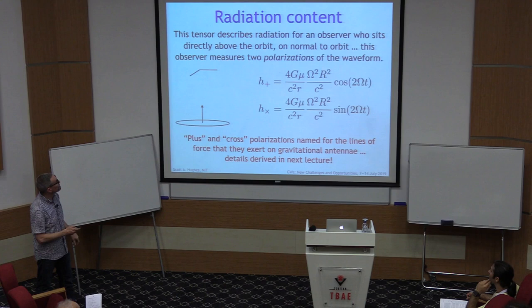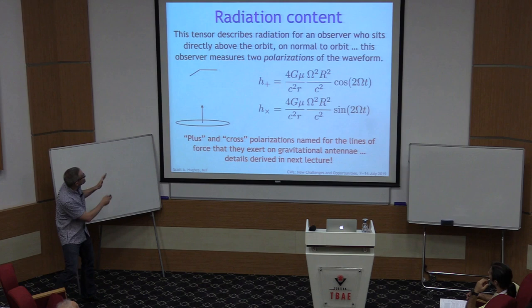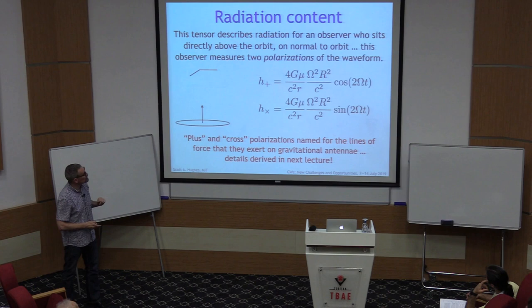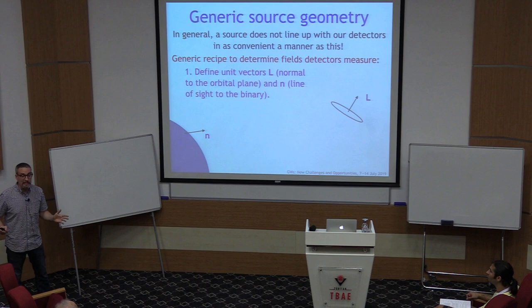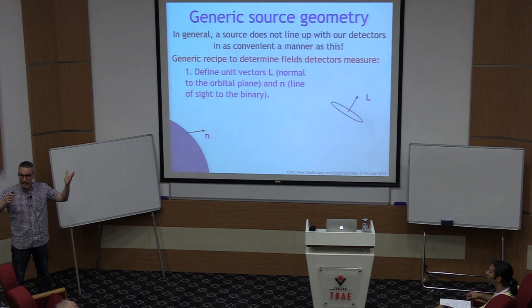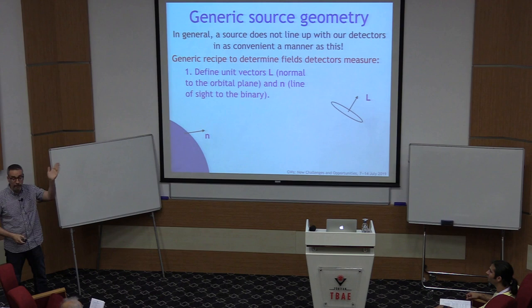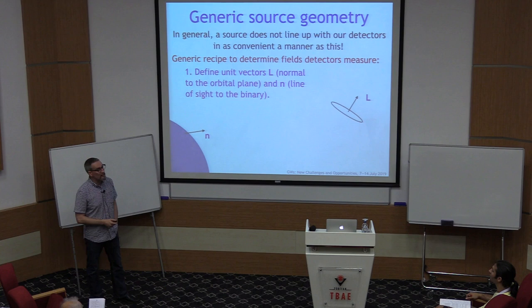As I said, I set this up imagining a source that is directly above the observer. That never happens. In reality, these things are randomly distributed on the sky, and they have random orientations. The binaries tend to be independently and completely randomly distributed in how the normals to their orbital planes are oriented. So let me just walk you through a little bit of the geometry of how one gets the field for a more general orientation of sources.